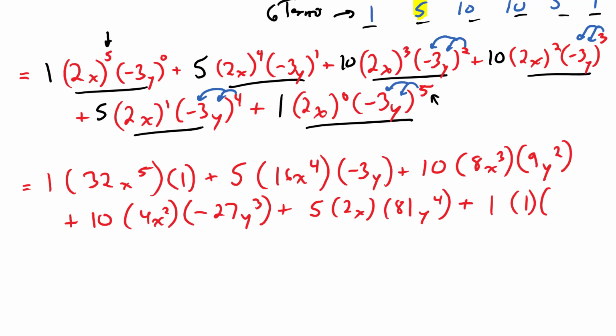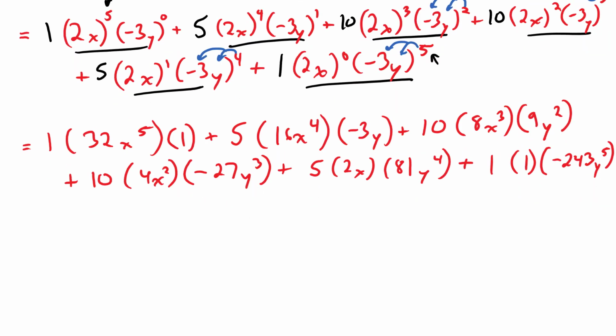Now let's multiply by another minus 3. That becomes minus 243 y to the 5. Notice when we had an even exponent, we got a positive value with that minus 3y. When we had an odd exponent, we got a negative value. Very important. That is why the negative sign comes along for the ride. Let's now finish this off. Work this out here.